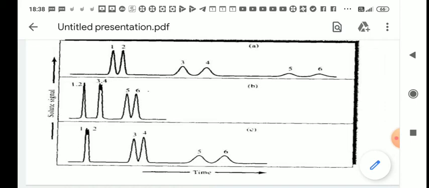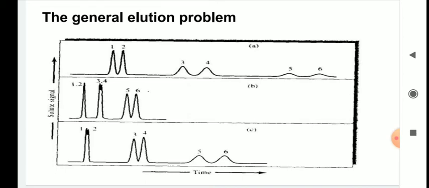Now, if you want to solve this problem, you have to change the conditions of the elution after every separation. So if you want a good separation here, initially you keep the conditions in such a way that the k dash values, the retention factor values for 1 and 2, are sufficiently different, and you get sharp peaks for 1 and 2.